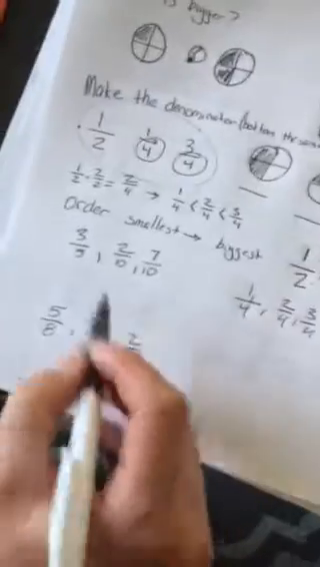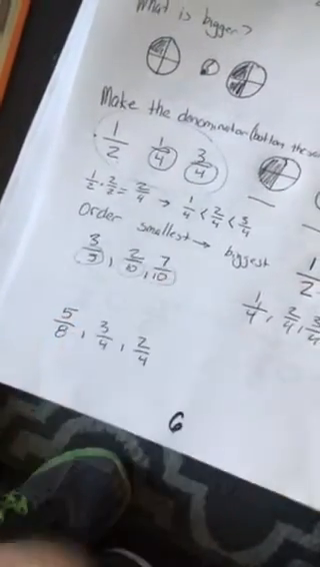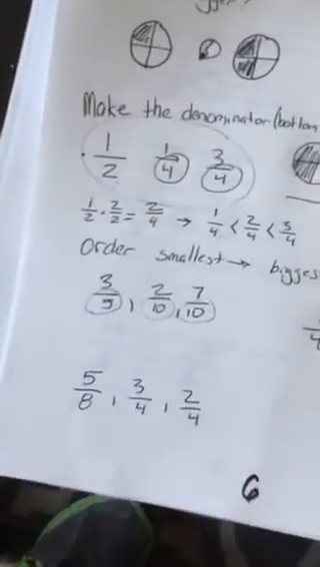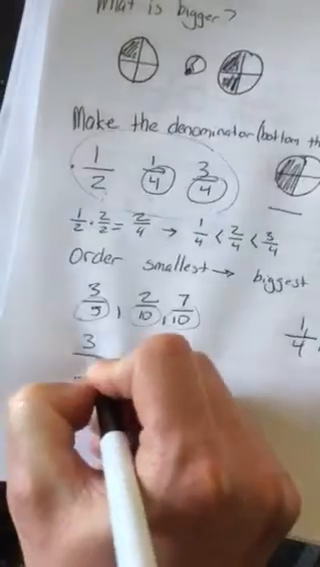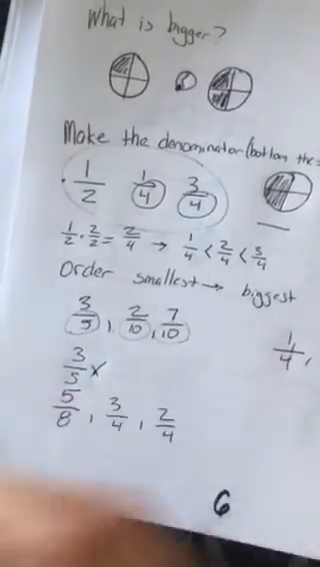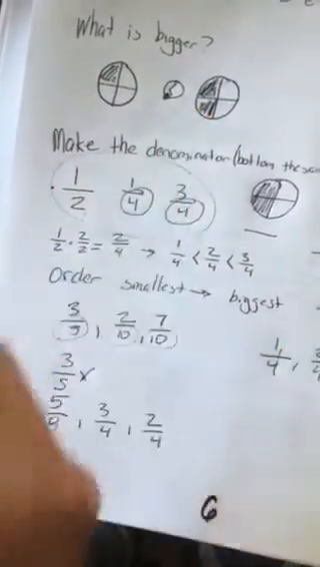So here we've got our bottoms, and they're not the same, 5, 10, and 10. So hopefully you can see, we could change 5 into 10. So let's start with 3/5. And what do we need to multiply 5 by in order to get to 10? 5, 10, just by 2.